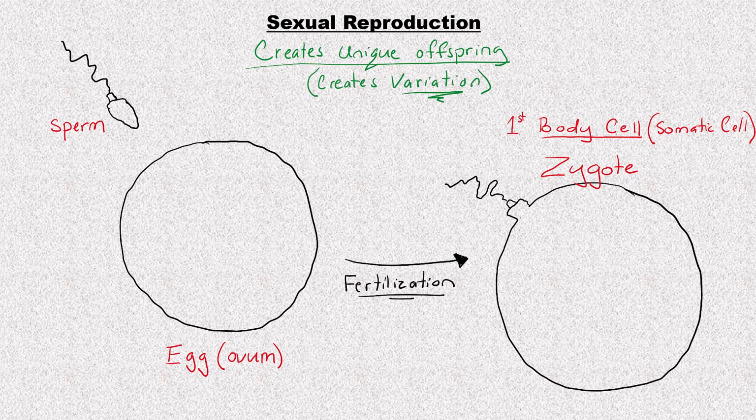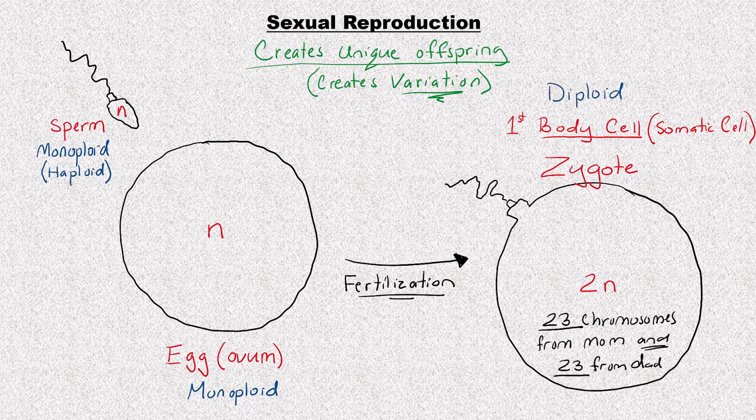This is done by a sperm cell, which is monoploid or haploid, meaning it has half the DNA of the father, joining with an egg cell, which has half the DNA of the mother, also monoploid, and they combine by fertilization to create a diploid cell, meaning a cell that has 23 chromosomes from mom and 23 from dad. This cell has all the DNA, the diploid amount, to make a full-grown human. This cell is also unique. We're going to take a look at how we go from this unique zygote to a full-grown human being.